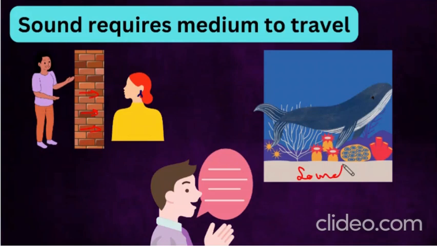What are the mediums here? In the first case, the wall acts as a medium, which is solid. In the second case, in the water, the medium is liquid. And in the third, we are talking casually in everyday life, so what is that?